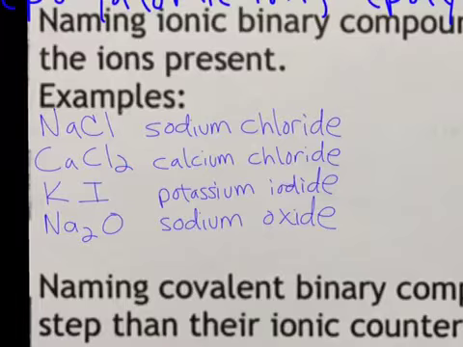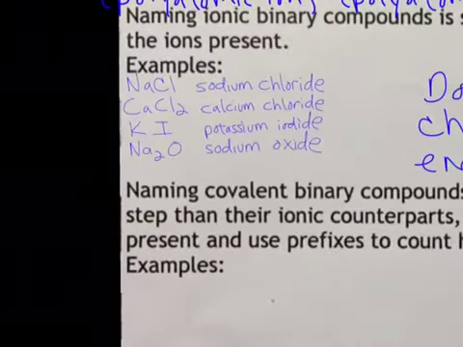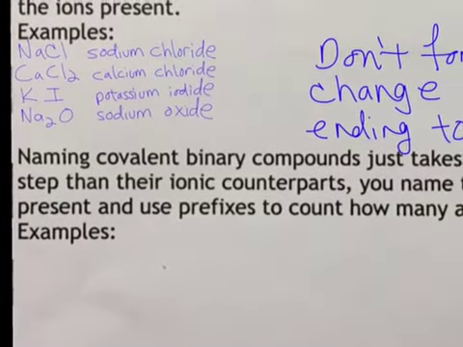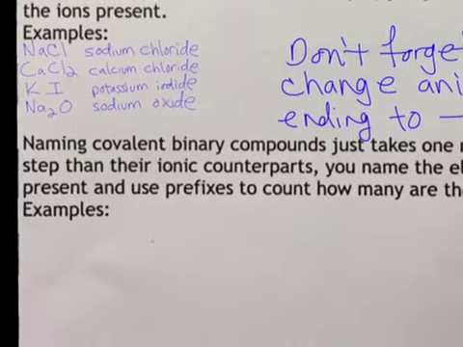These are all examples with representative elements or group 1A elements. When we have examples with transition metals, which will be in the next lesson, we'll see that we are going to add to it, but we're going to keep it simple for now, and we'll build on that later. So moving on. Naming covalent binary compounds just takes one more step.